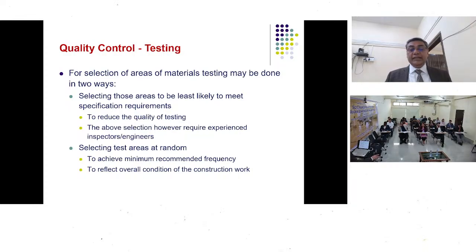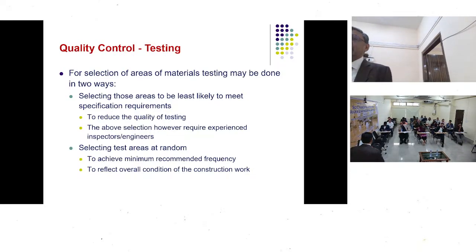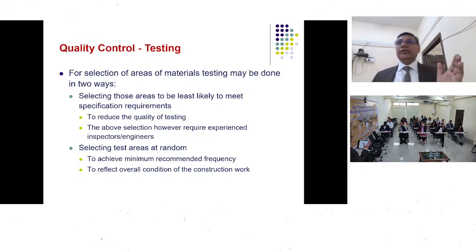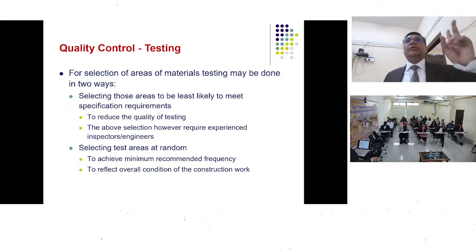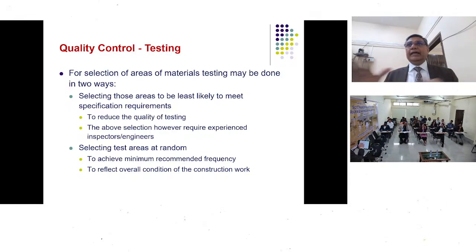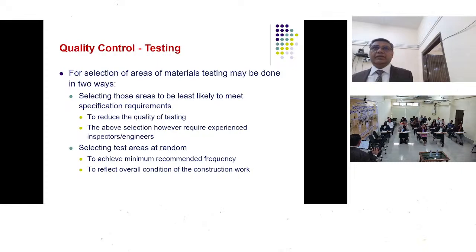Selecting test areas at random to achieve minimum recommended frequency to reflect overall condition of the construction work. Usually what happens is that when we are trying to say what should be the frequency of testing, it is always a tug of war between the quality control and the construction team. So the construction team says that if they are going to test every hour or every 2 hours or every 5 hours, our work is going to get stopped. So we will allow them to test only once in a day, or maybe once in 2 days. That is how you come to a final agreement. Okay, maybe once a week we'll do a test.